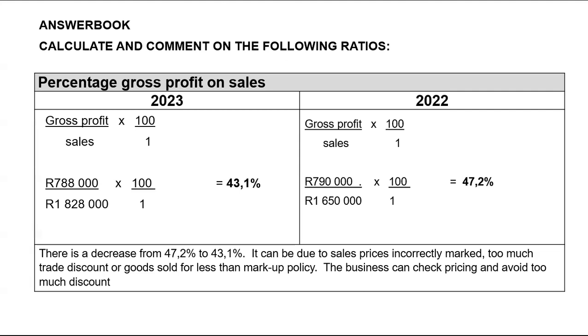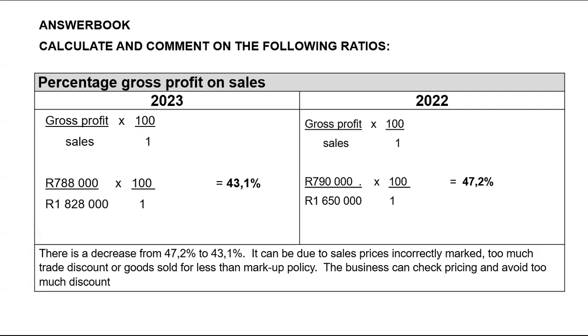Now you need to come with a solution. Recommend a solution. What recommendation can you come up with? The business can check pricing and avoid too much discount. And I just need you to understand that certain things are not set here, but you can include them as part of your comments. Like I told you, probably cost of sales for the current year were too high, all right, which will result in lower gross profit even though your sales are high.